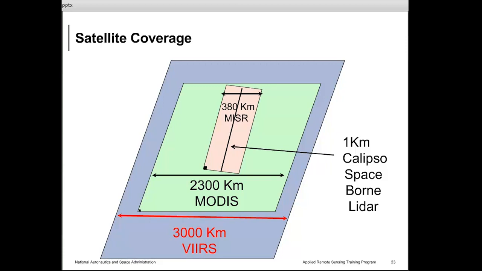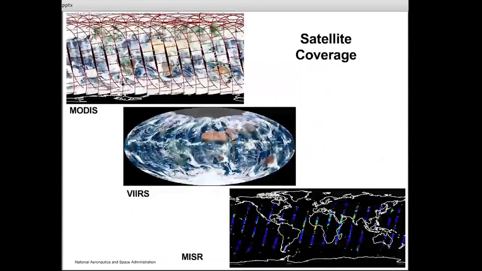But what is important to understand here is that different sensors have different swath widths or spatial coverage, and that determines their global coverage, their frequency of observation over a particular location, or the detail of the information they can get about the air quality.